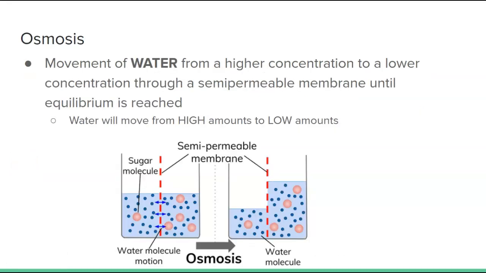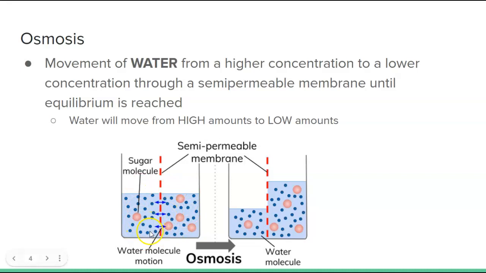Now, osmosis is pretty much the same thing as diffusion, except it's strictly the movement of water. So everything else is the same, right? Moving from a high concentration to a low concentration through the membrane until equilibrium is reached. It will move from a high amount to a low amount, but it's the movement of water. Now, in this example, you see how there's all of these blue dots. These blue dots are the water molecules, but the sugar is not balanced, right? The sugar is not balanced in this beaker.